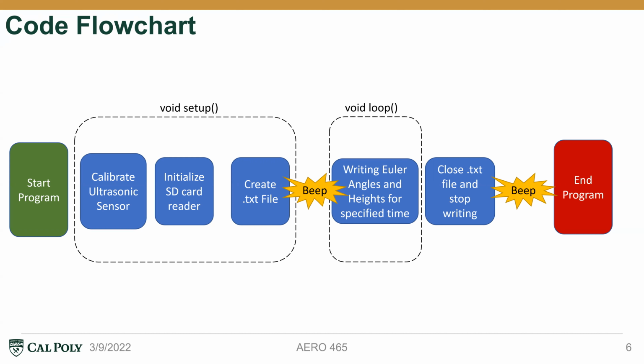And then in the void loop, we have the Arduino writing all the Euler angles gathered from the sensor and the heights from the ultrasonic sensor, written in the time domain. So when it writes to the SD card, it will show us the real-time data. And after a specified time is reached, the Arduino will close the text file and stop writing, and then the buzzer will beep again. So now the user knows the recording is done, and then we'll end our program.